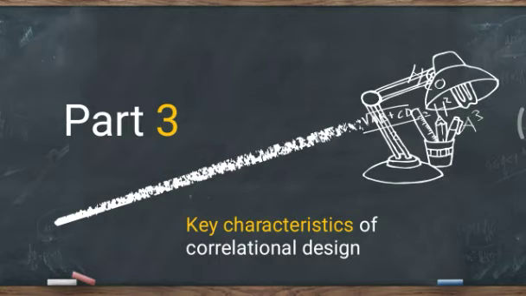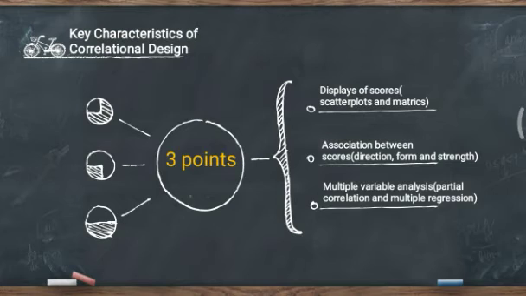Next, go to part 3 about key characteristics of correlational design. There are 3 points. The first one, displays of scores or scatter plots and matrices. And the second point is association between scores or direction, form, and strength. And the last, multiple variable analysis or partial correlation and multiple regression.